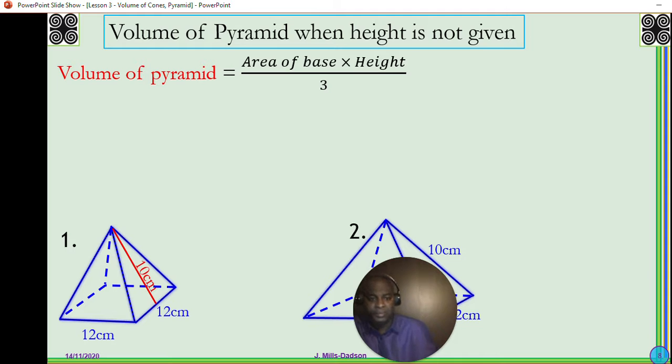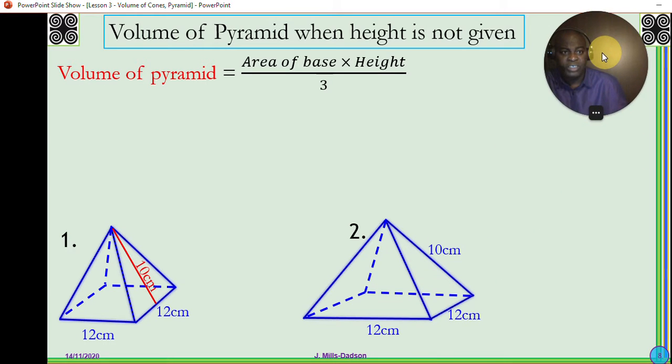Now, what if we have a situation where the perpendicular height is not given? The formula is still area of base times height divided by 3. Now look at this. There are two questions. They are not the same.